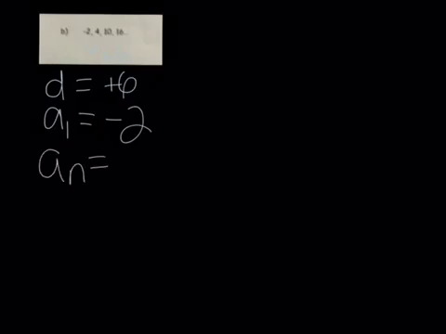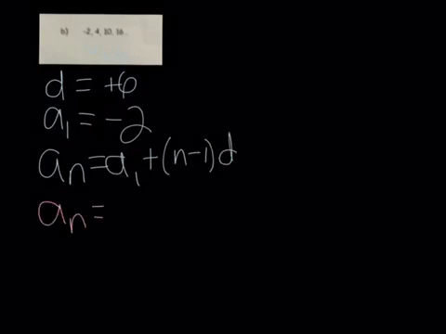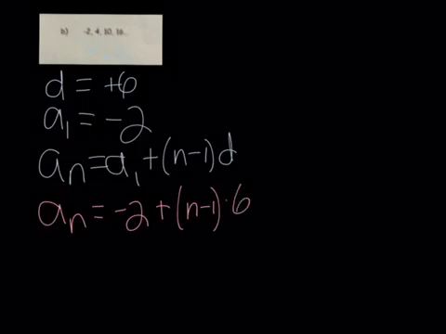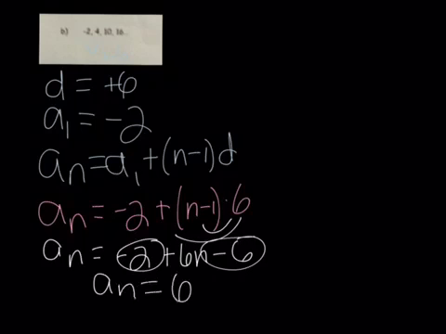Remember, our formula is written down above for us, so I can just copy that, and I'm replacing a sub 1 and d. So a sub n equals, a sub 1 is -2 plus parentheses n minus 1 times 6. Not times +6, don't get confused here, just times 6. Distribute my 6, a sub n equals -2 plus 6n minus 6, and combine my like terms, a sub n equals 6n minus 8. Be careful when you're combining.